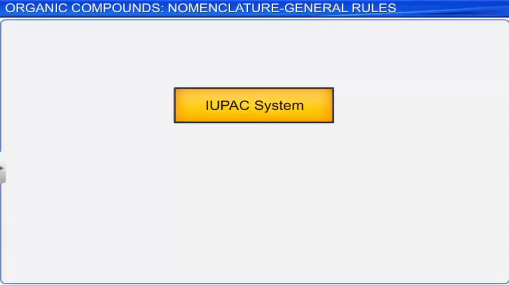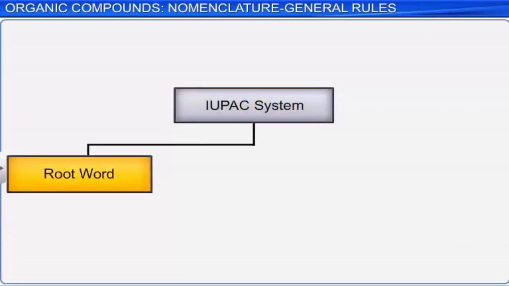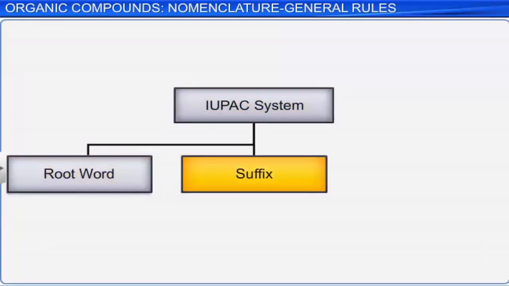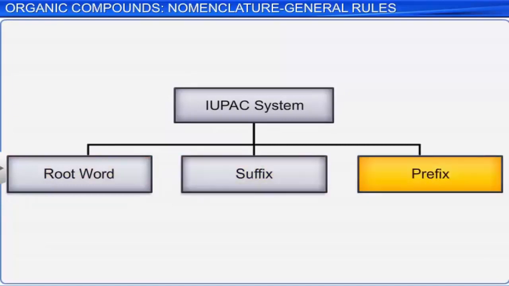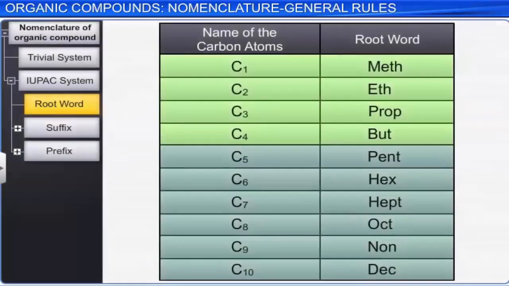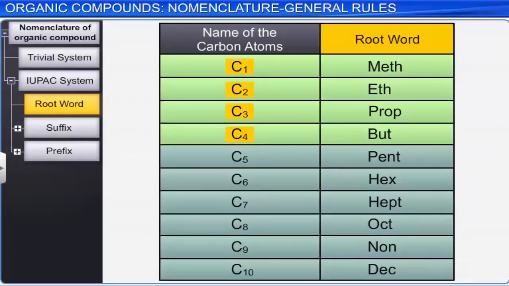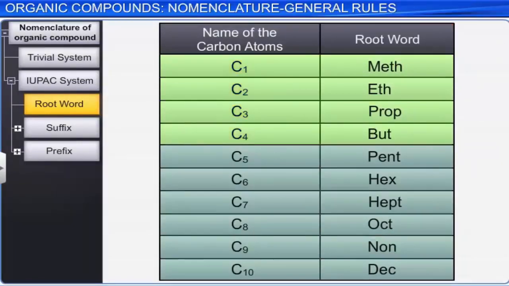The IUPAC name of an organic compound basically consists of three parts: the root word, the suffix, and the prefix. A root word indicates the length of the continuous selected carbon chain. A chain which consists of up to 4 carbon atoms is assigned special word roots based on the common names of alkanes.